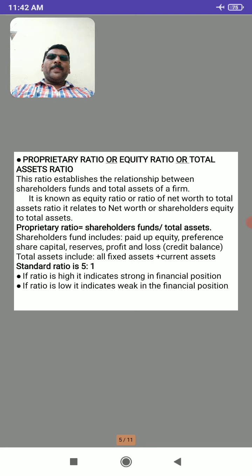So shareholder funds include equity share capital, preference share capital, and the reserves and surplus plus profit and loss credit balance. By totaling these four, we will get shareholders' fund, and this shareholders' fund is divided by the total assets, which include the fixed assets and the current assets. So here we will find out the proprietary ratio by taking one simple problem.